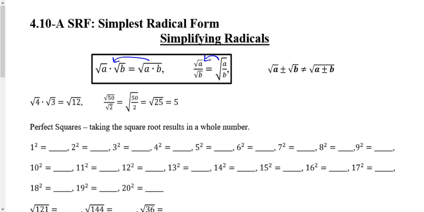Now, very importantly, you see this over here? This property does not work with addition or subtraction. You know that little plus minus symbol, right? Plus or minus either. This only works with multiplication and division. You can only combine them like that, or break them up like that, with multiplication or division, not addition or subtraction. Everybody got that?